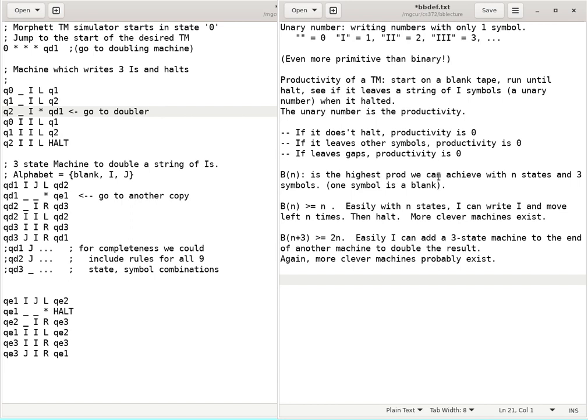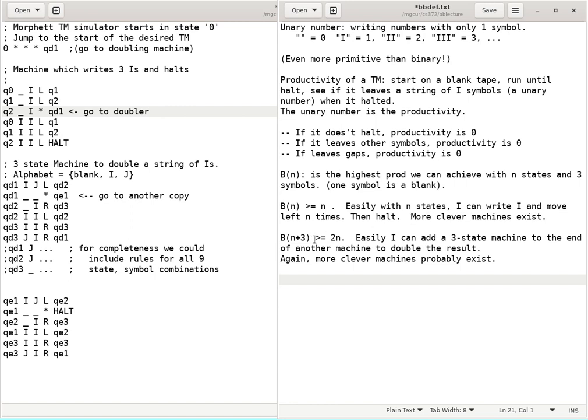And we saw that with 10 states we could easily get the number 10 I's onto the tape. So there's probably a more clever machine. B of n is going to be the productivity of that most clever machine.